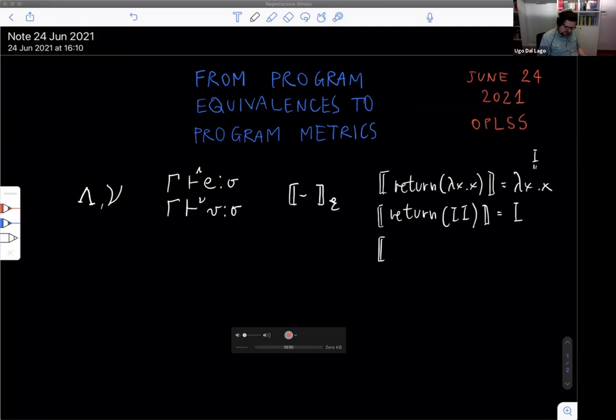On the other hand, if you try to compute the return of lambda x, I x, so the eta expansion, well, this operational semantics is weak. It doesn't reduce this lambda abstraction because it doesn't look in the scope of lambda abstractions, and indeed it returns nothing more than lambda x, I x. Okay.